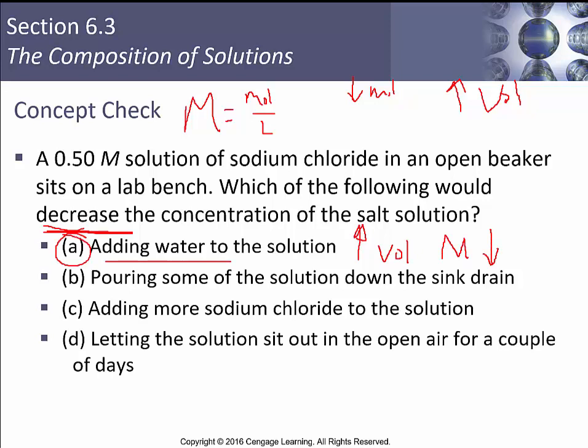If I take some of my solution and pour it down the drain, what's happened? Well, I've decreased the volume, but I've also poured out some of my moles. So I've decreased my moles also, and I have not changed the concentration. If I add more sodium chloride to the solution, I've increased my moles, with no change in the volume, therefore I'm increasing my concentration. If I let the solution sit out in the open air for a couple of days, my volume is going to go down, but my moles remain the same, so I've got more moles in a smaller volume, and my concentration goes up. Okay? So let's take a quick look at a couple of different reaction types.